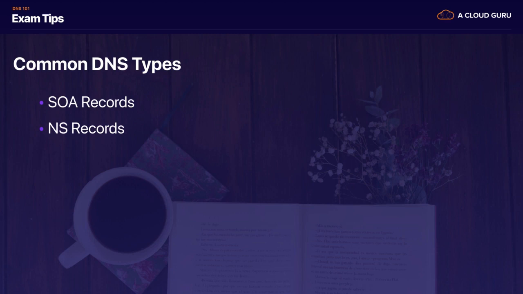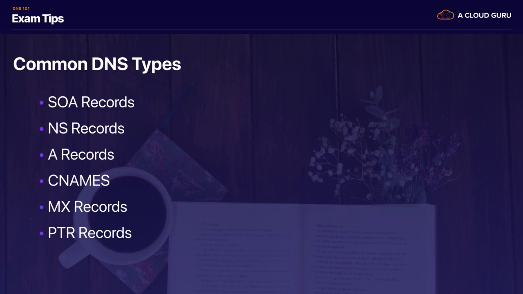And then just remember some common DNS types. So we've got our start of authority record, we've got our NS record, then we've got our A records, our CNAMEs, our MX records, which are used for mail, and then a PTR record is essentially the reverse of an A record. So it's a way of looking up a name against an IP address.